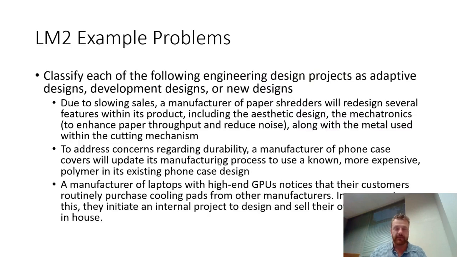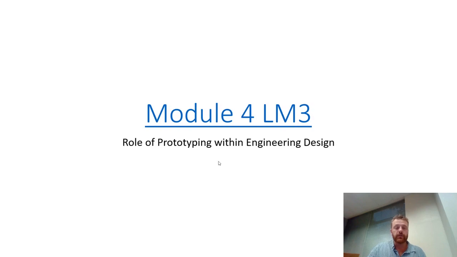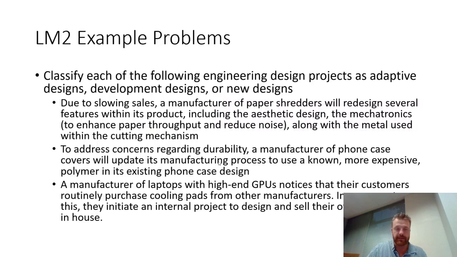So just as some example problems here, we're going to go back to the classification of design that we talked about with respect to starting points. So these are adaptive designs, development designs, or new designs. So if we go to the questions here, due to slowing sales, a manufacturer of paper shredders will redesign several features within its product, including the aesthetic design, the mechatronics, making more paper go through in a given amount of time and reducing the noise, along with the metal used within the cutting mechanism.